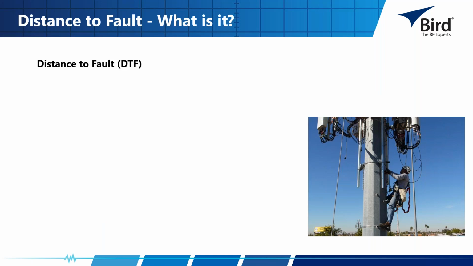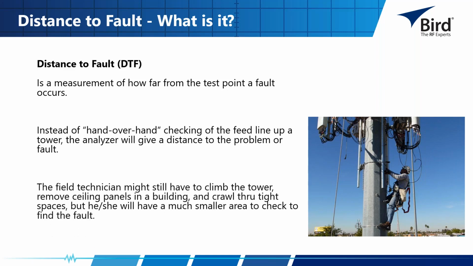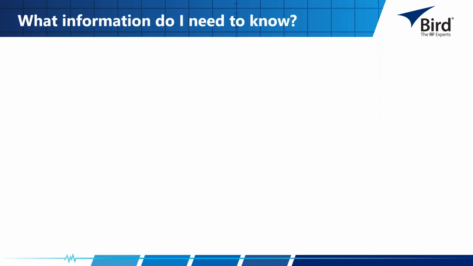Distance of fault, what is it? Or we call it DTF. It's a measurement of how far from the test point a fault occurs. Instead of hand-over-hand checking of the feed line up a tower, the analyzer will give a distance to the problem or fault. The field technician might still have to climb the tower, remove ceiling panels in a building, or crawl through tight spaces, but he or she will have a much smaller area to check to find the fault.